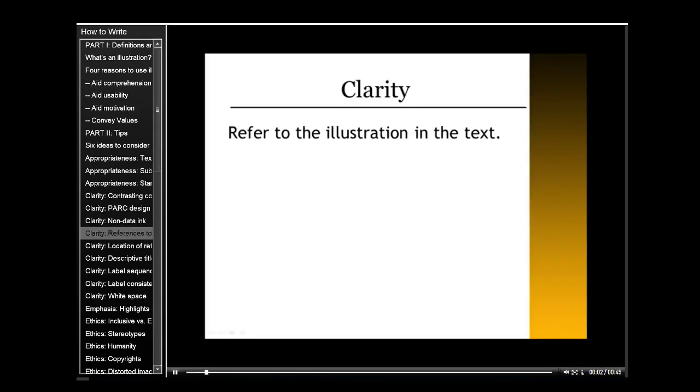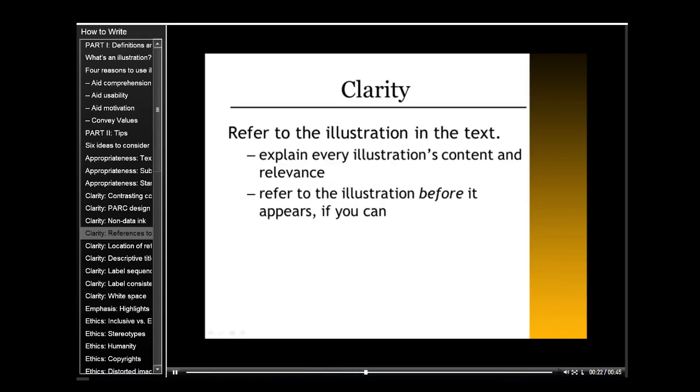Whenever you put together an image, refer to that illustration in the text. You want to explain the content and the relevance, so don't just jam in a picture and assume that the reader will understand why it's there. Refer to it in the text. Say this: see figure 1, see figure 2, etc.